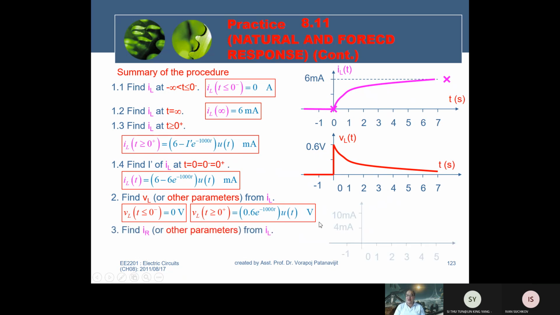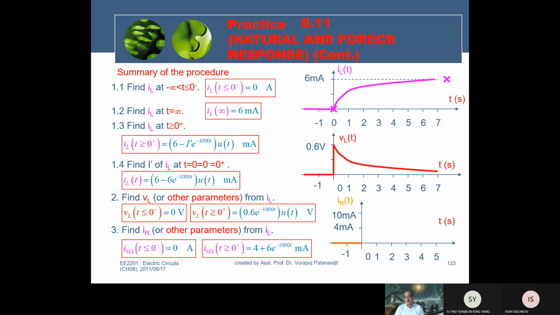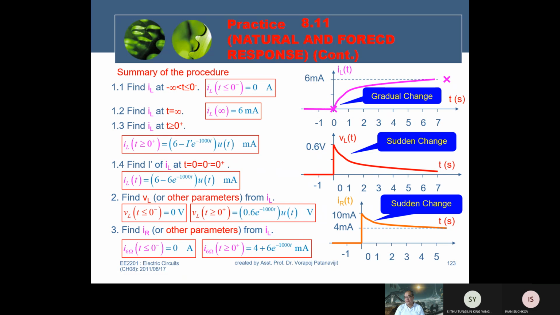And IR for time less than 0 is equal to here, 0, and for time greater than 0 it jumps to 10 milliamp and drops to 4 milliamp soon.